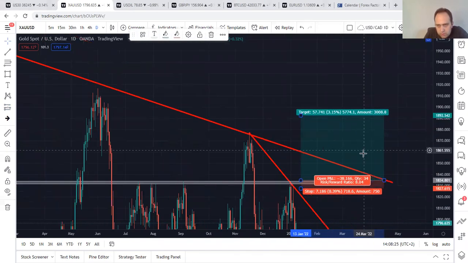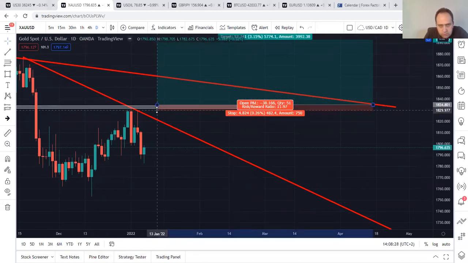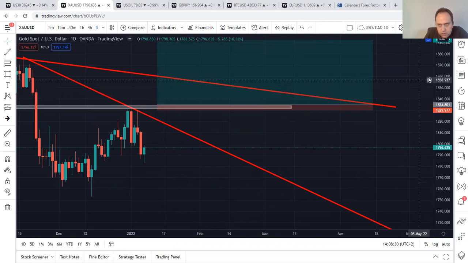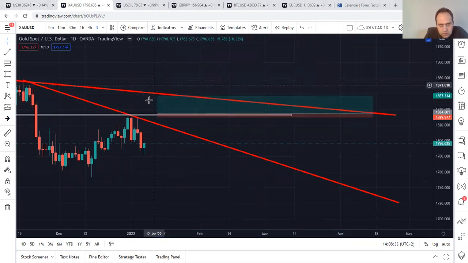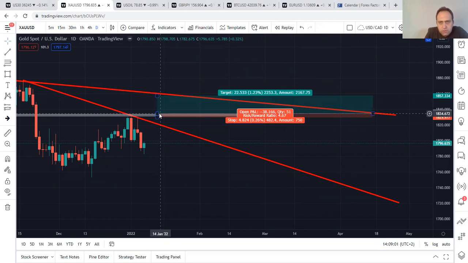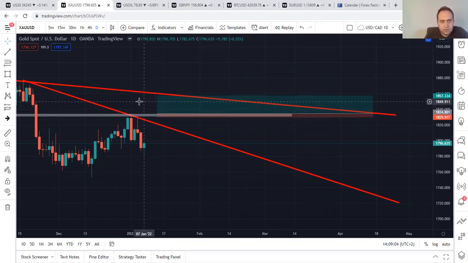Okay, it breaks this high level, it breaks like 1836. At 1836, first target 1837, 10 pips, 1837, this is a scalp, and then 1840, 1846, and 1854 full target. My stop loss will be 1830. So the risk reward for this trade is 1 to 4, which is very nice.